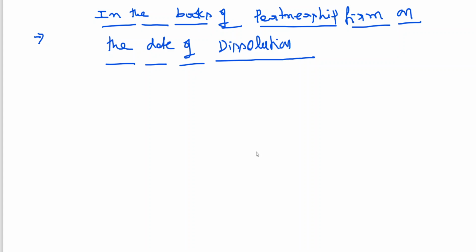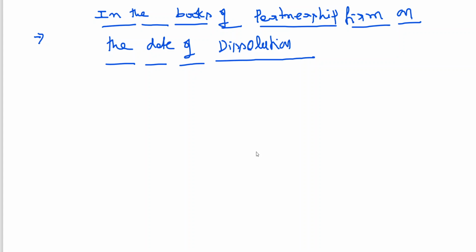So what are the similarities? The first three chapters which I decided to handle are about the closing of the books. In the problem, they will give you, for example, in the books of the new company, you should write the entries; otherwise you need not worry about it. Now the source I need is the books of the partnership firm on the date of dissolution.